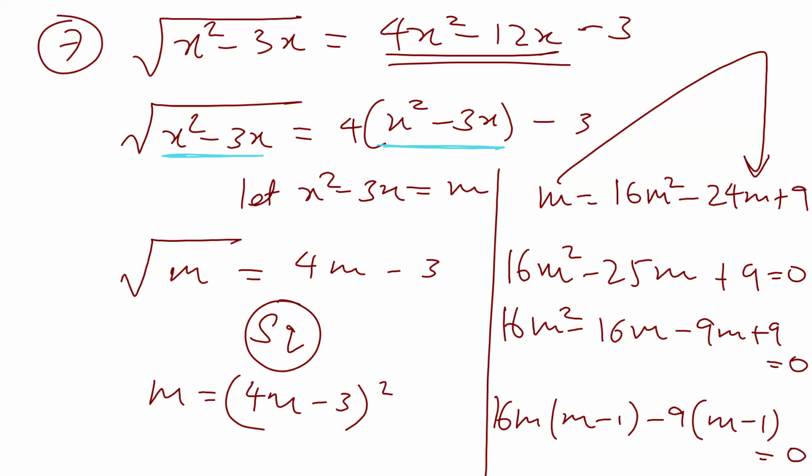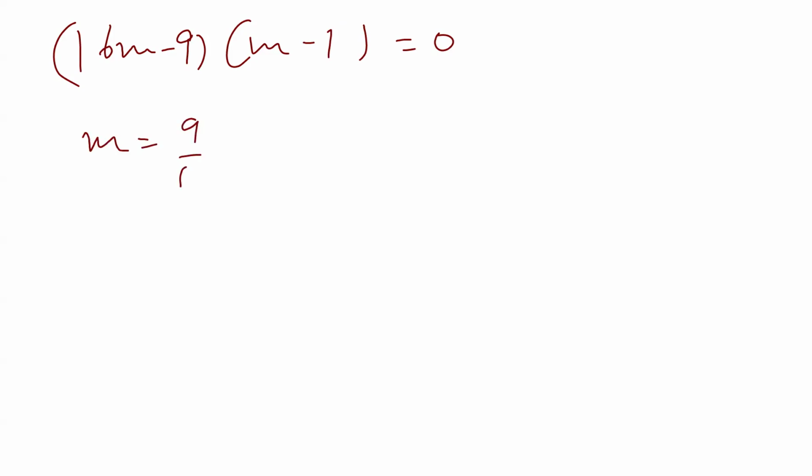Okay. So 16m² minus m minus 9m minus 1... let me check. 16m² minus 25m plus 9 factors as (16m minus 9)(m minus 1) equal to 0. So m is equal to 9 by 16 or m equal to 1.